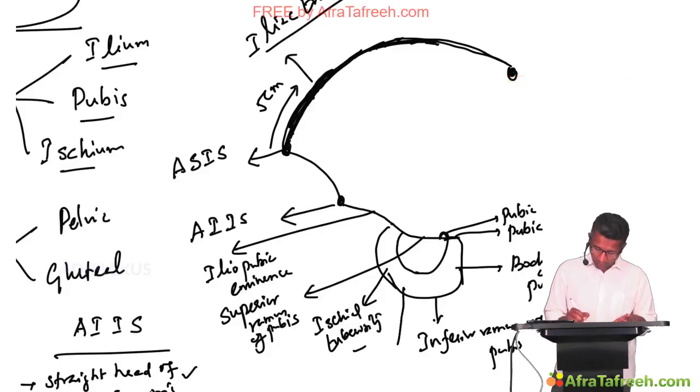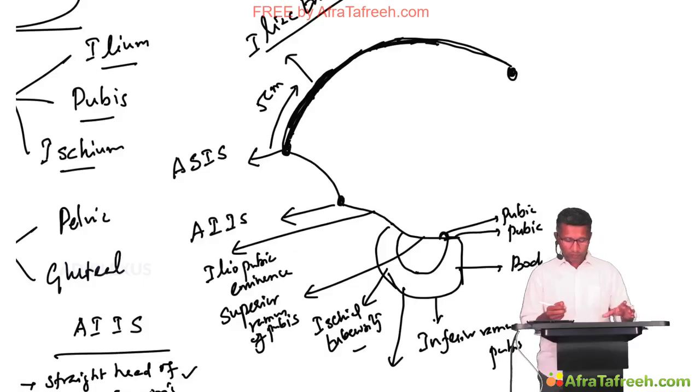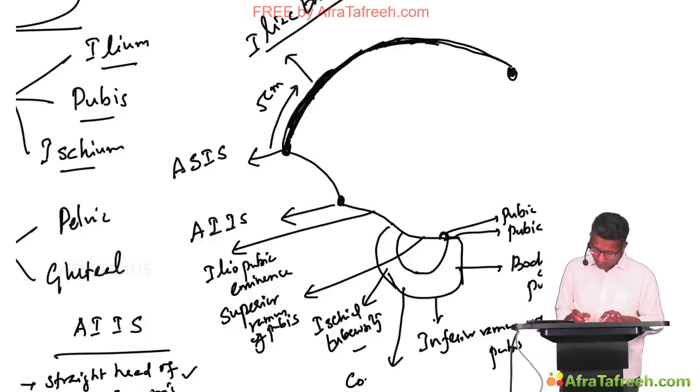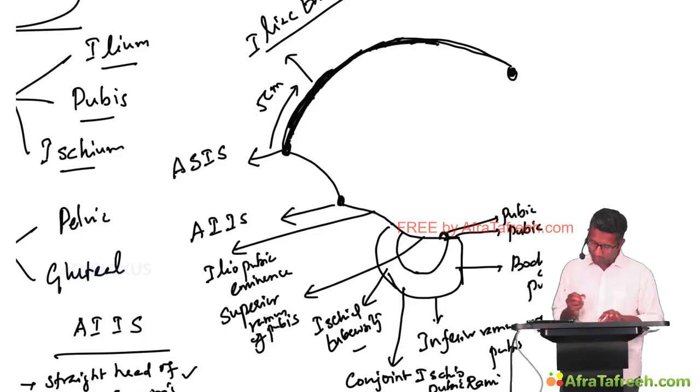Okay, and what are these rami where the ischium and the pubis fuse? It is called the conjoint ischiopubic rami.